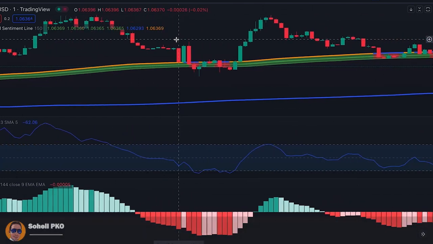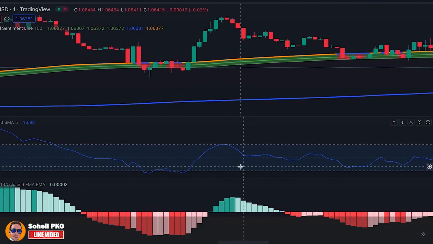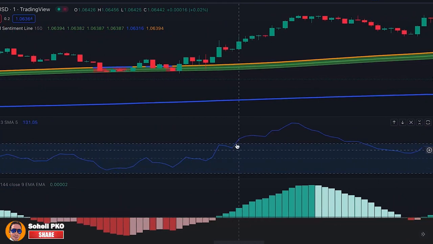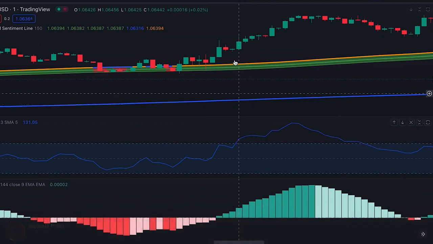Moving on the charts, not any signal around here. And we got another long position signal here where CCI is above plus 100, MACD histogram is green, and the price is above the band.